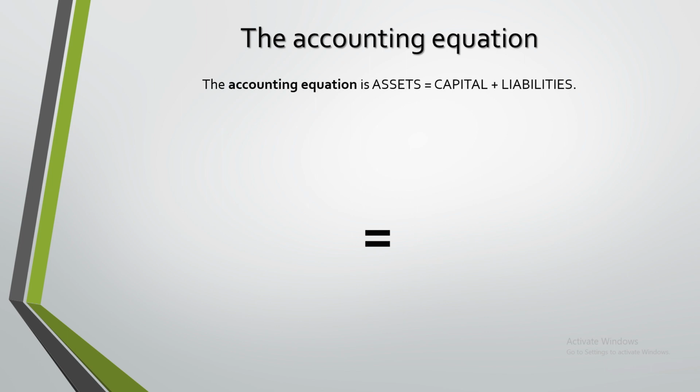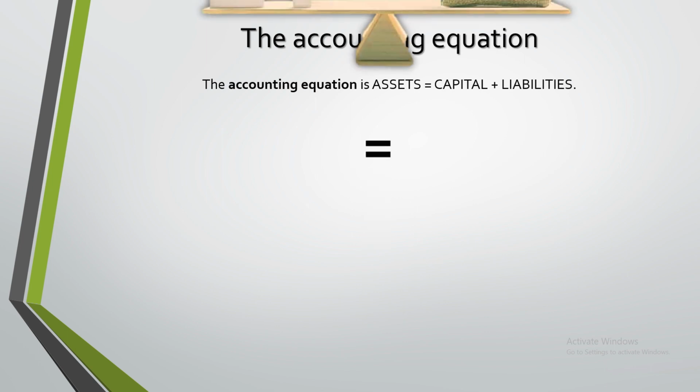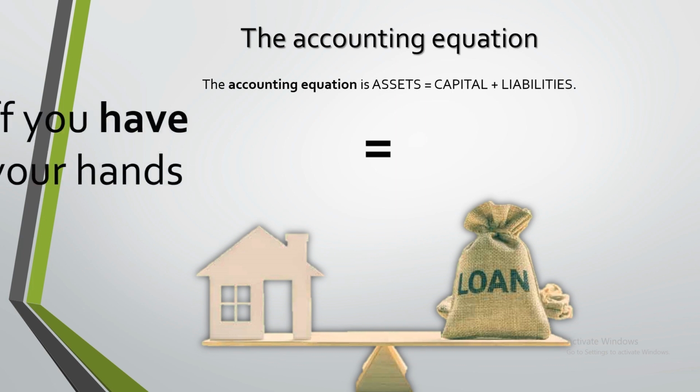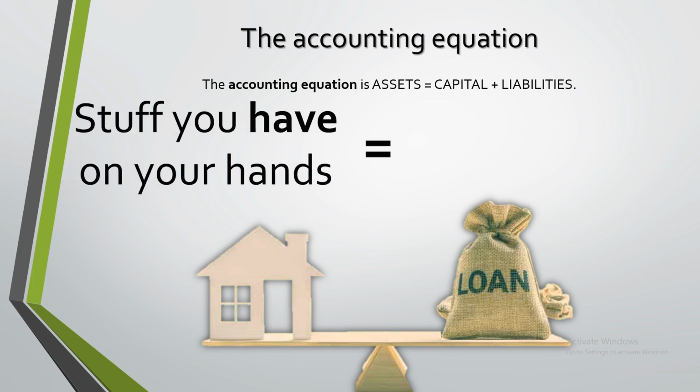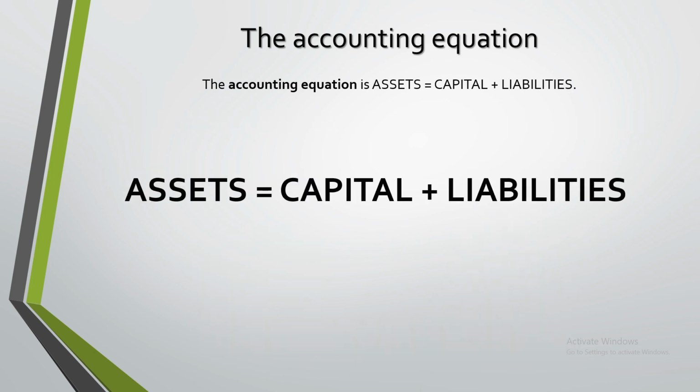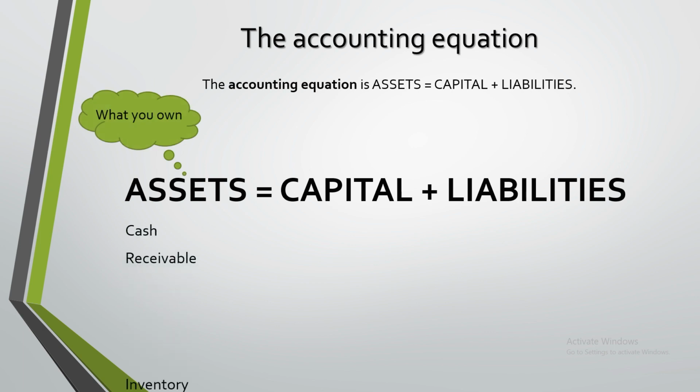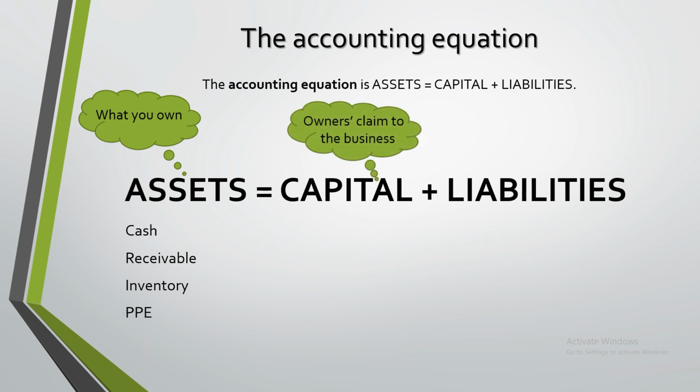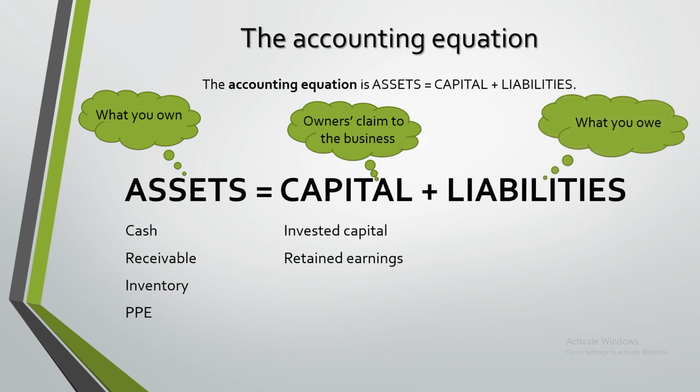In other words, we can say that the accounting equation is an equation between the stuff we have on our hands and the source of this stuff. As we mentioned, an asset is what you own. It could be cash, receivables, inventory, property, plant and equipment. Capital is the owner's claim to the business. It could be invested capital, retained earnings. Liability is what you owe. It could be trade payables, loans, wage payables, etc.